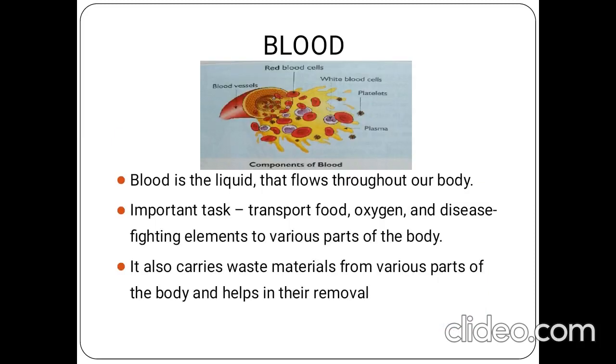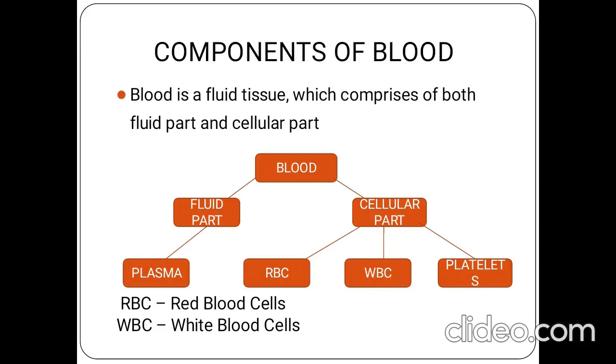Okay, first blood. It is liquid in state. Then it carries oxygen, food, and other elements like disease fighting elements to all parts of the body. And in return, it collects the waste materials from different parts to the heart for purification. Next, components of blood. It comprises a fluid part and a cellular part. The fluid part is nothing but the plasma. The cellular parts are RBC, WBC, and platelets.